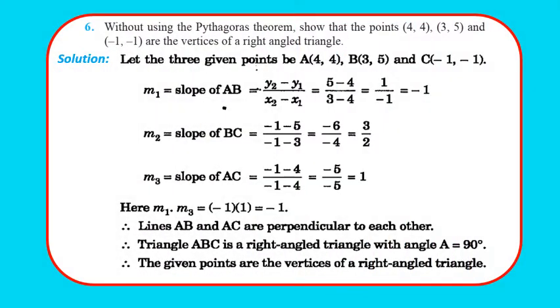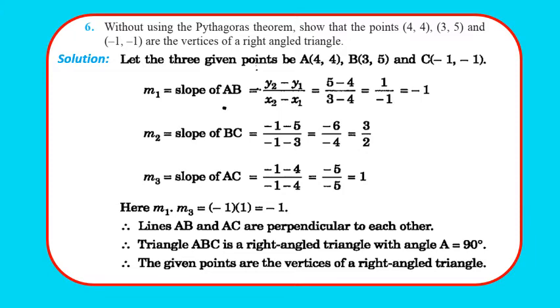Next is question 6. Without using the Pythagoras theorem, show that the points (4, 4), (3, 5) and (-1, -1) are the vertices of a right angle triangle. Right angle triangle, but we are not supposed to use the Pythagoras theorem. So let the 3 points be A (4, 4), B (3, 5) and C (-1, -1).